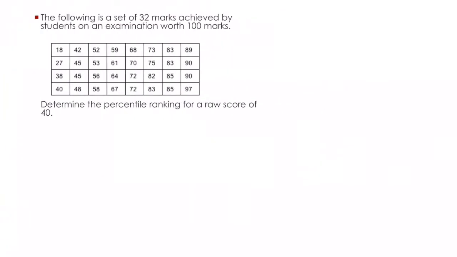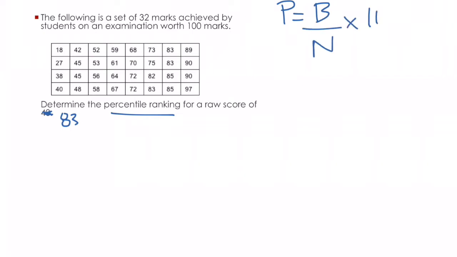Okay, so same question. This time we're looking for the percentile rank for a score of 80. Oh, sorry, 80, let's do 83. So if I wanted to do a raw score of 83, again, I'm going to start by writing down what the question is looking for. It's looking for the percentile rank. So I'm going to write down the equation that we're going to use: b over n times 100.